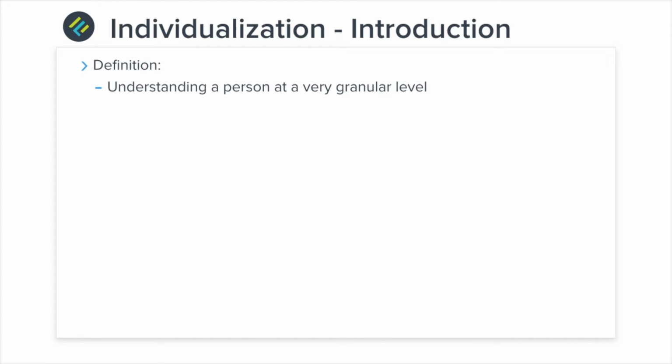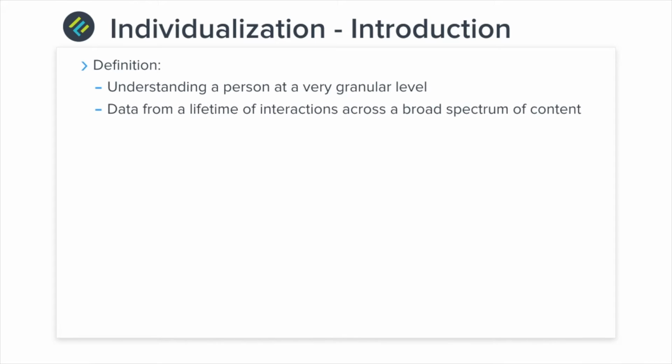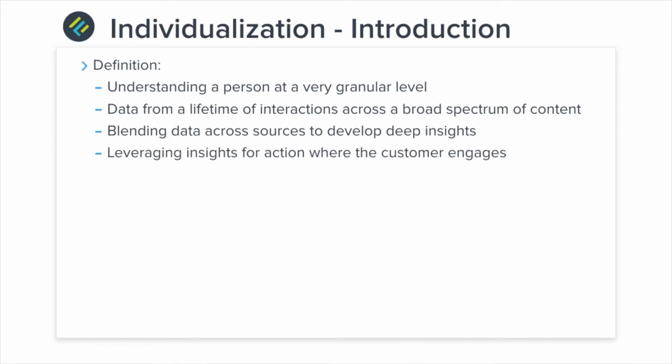What we mean and what we see is an understanding of a person at a very granular level, and developing this understanding using data from a lifetime of interactions across a broad spectrum of content. We'll talk about that in a little bit, but everything, of course, from products to the categories they look at, but there are many other types as well that have emerged in recent years. And then blending this data across different sources to develop deep insights about the customer. And then importantly, leveraging these insights for action.